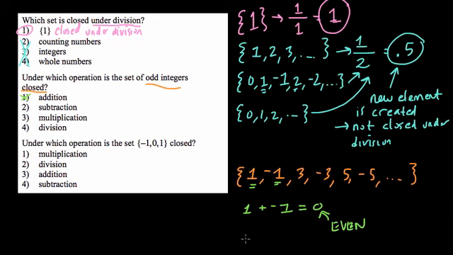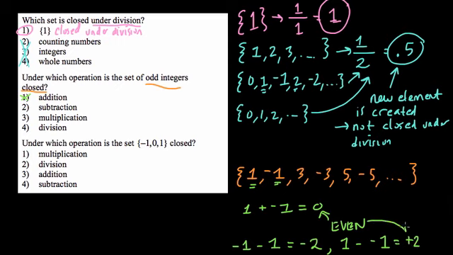Also, for the same reason, it is not closed for subtraction. If I would just reverse this, -1 minus 1, here I get -2. Or I could have done, of course, 1 minus -1 and get +2.